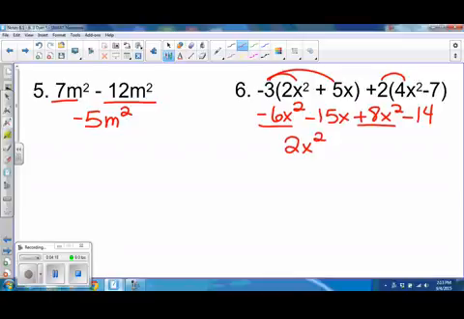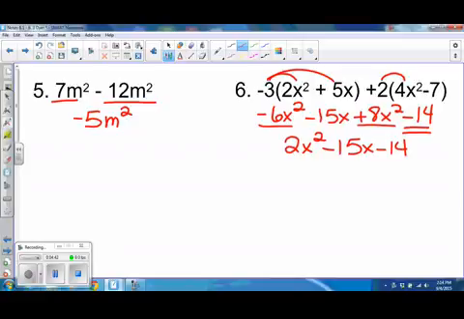Do I have another like term with negative 15x? No. So I just write negative 15x. Do I have another like term with negative 14? No. So I just write negative 14. And that is as simplified as I can get that, because I do not have any more like terms. Any questions?